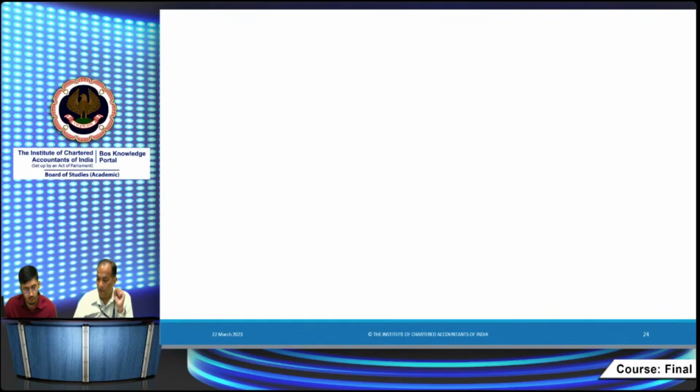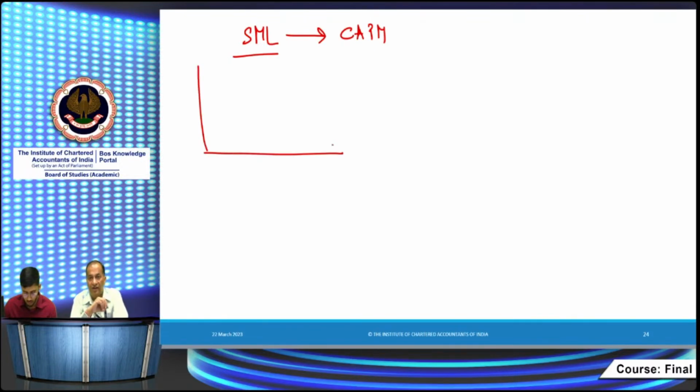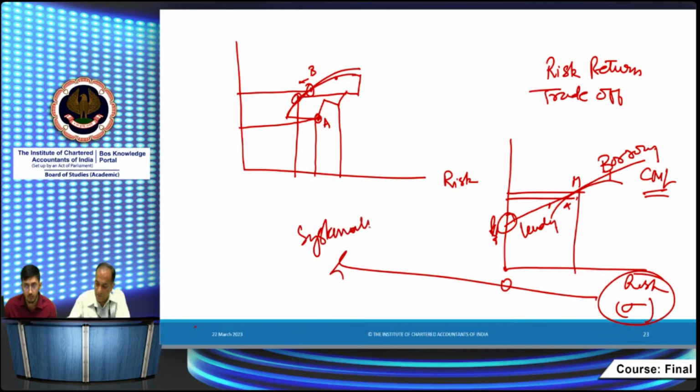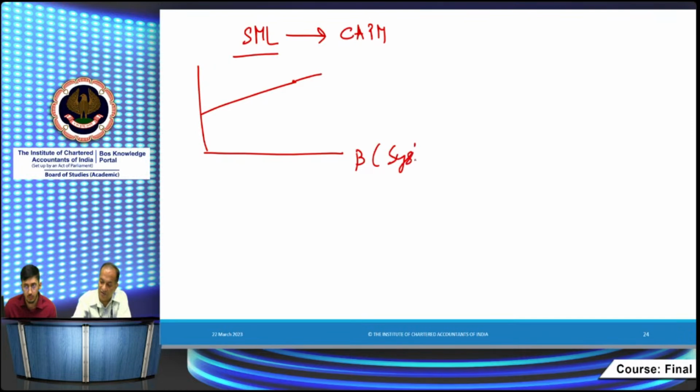Now, student, one important point: there is a concept of the security market line, SML. The security market line is a graphical presentation of CAPM. While we have covered standard deviation in the capital market line, here in SML we cover the beta. Because in the earlier diagram, this risk consisted of both systematic as well as unsystematic risk. Here it will cover only systematic risk.